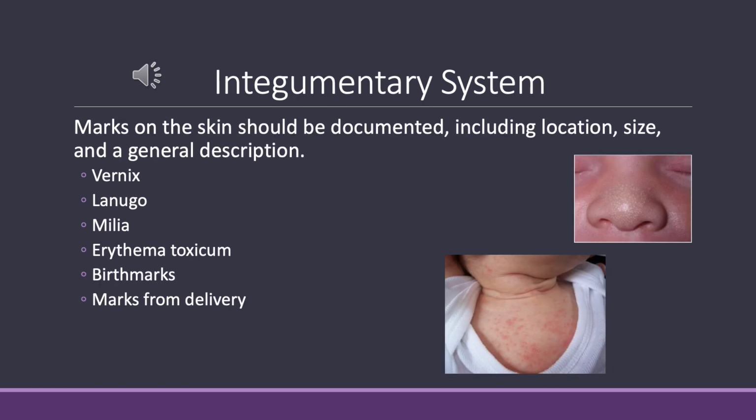Now let's assess the integumentary system. It's important to note that any marks on the skin should be documented, including the size, location, and general description. Make sure to explain any marks to the parents and offer emotional support if they get upset. The color of the skin should be pink or tan. Any jaundice assessed by blanching the skin over the nose or sternum is abnormal and should be reported to the healthcare provider immediately.